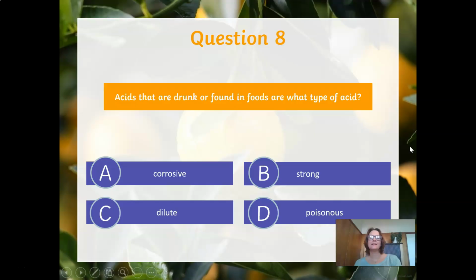Question 8. I think I missed question 7 there. Okay, let's carry on. Acids that are drunk or found in foods are what type of acid? Is it A, a corrosive acid, B, a strong acid, C, a diluted or weaker acid, or D, a poisonous acid? I would go with dilutes.